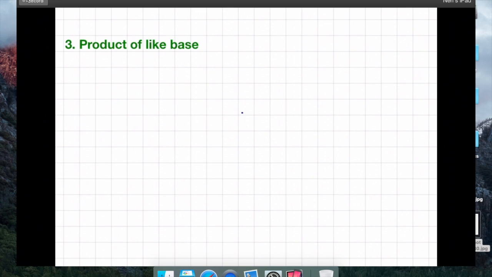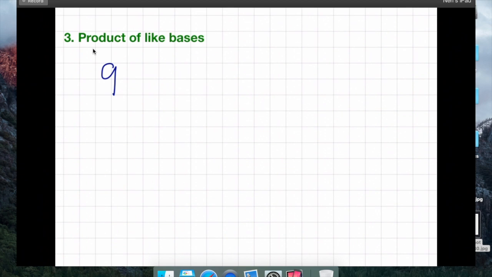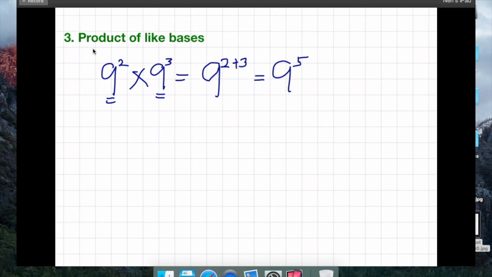So what do we do if we are given a problem like this? 9 raised to the second power times 9 raised to the third power. Notice that we have the same or like bases, which is 9. In this case, you don't have to do anything but write 9 on the product side. And then what do we do with the exponents? We simply add them. So this would be 2 plus 3. That would give us 9 raised to the 5th power. This means that we have 9 times 9 times 9 times 9 times 9.